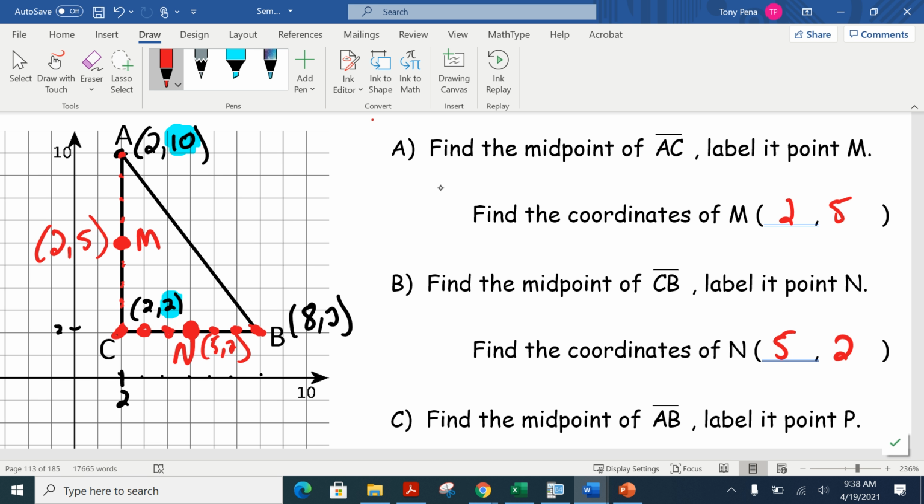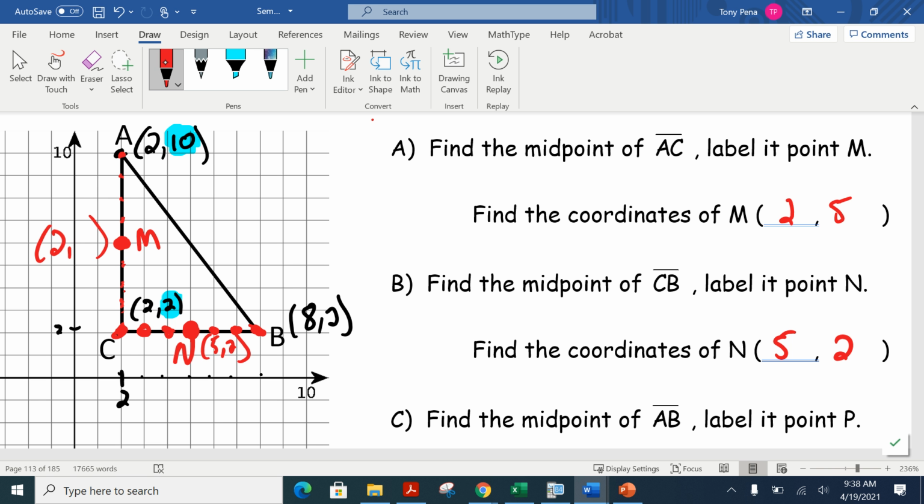Wait, did I label this one wrong, King? Mm-hmm. Yeah, this one is wrong, right? Is that what you told me, or did I write it wrong? I think that's what I told you. How's it wrong? Let's look at it.